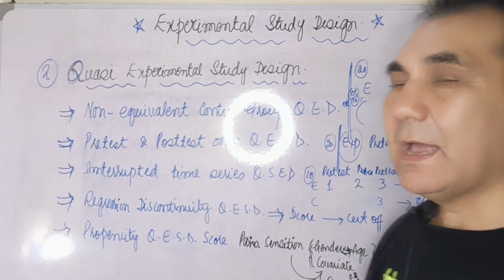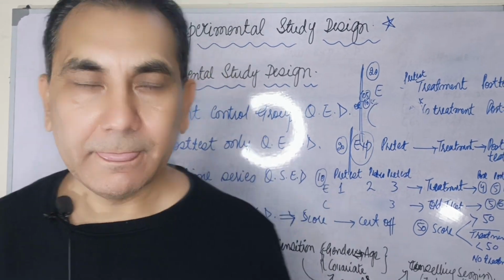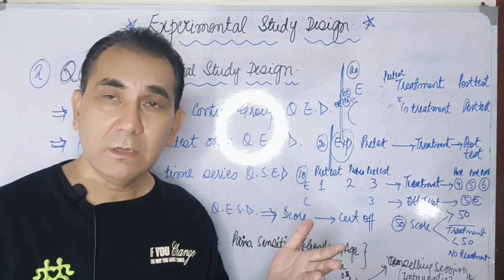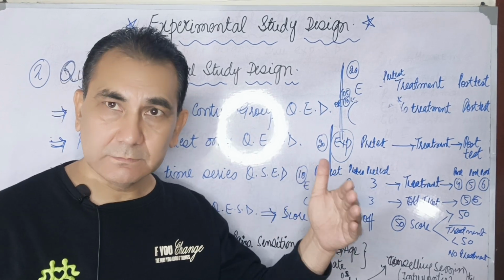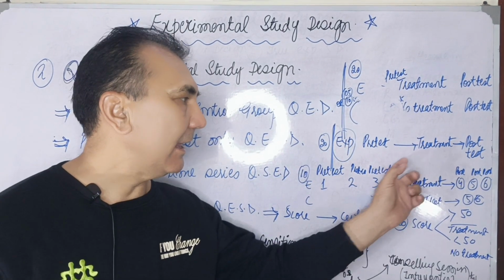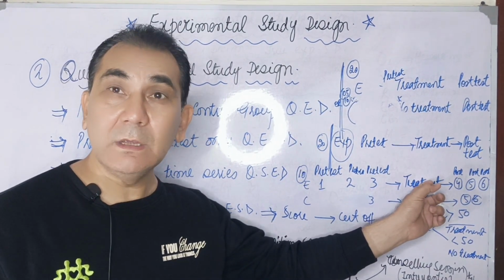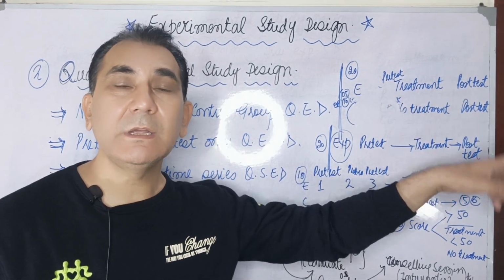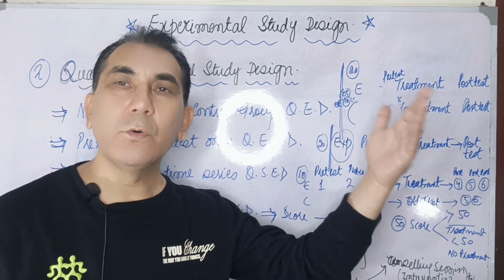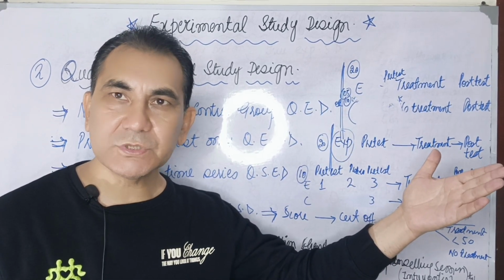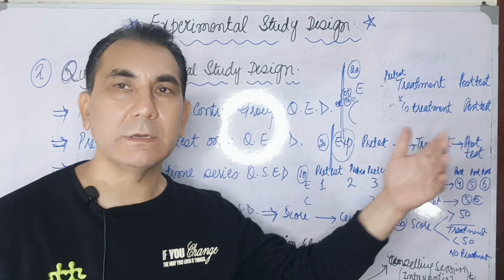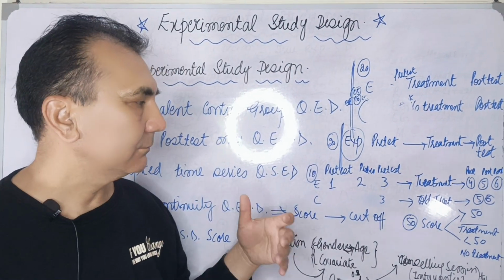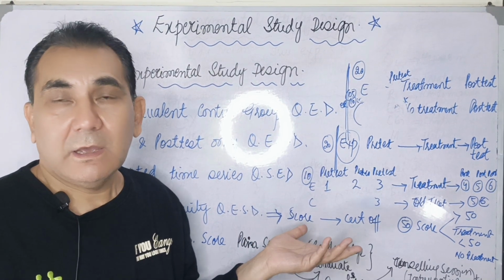Interrupted time series, as I told you, is where the researcher conducts one, two, or three pre-tests after a specified time period, and then he gives the treatment. After the treatment he again takes 3 to 4 post-tests after the specified time period, and then compares the pre-test and post-test results to see the influence of the treatment.